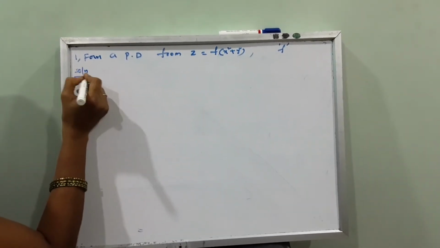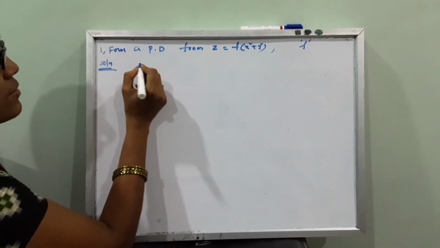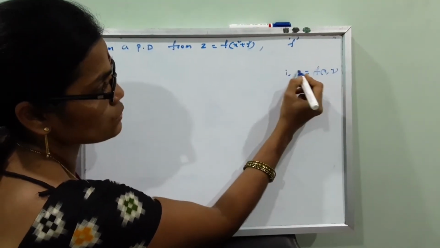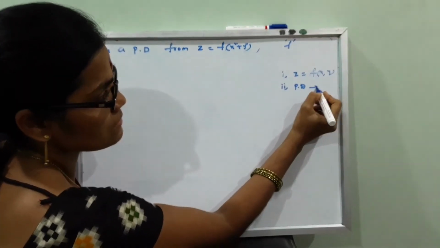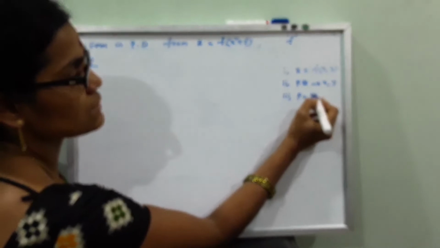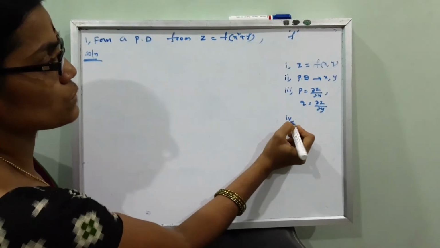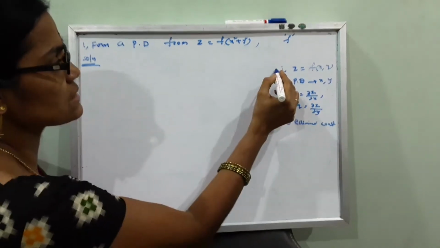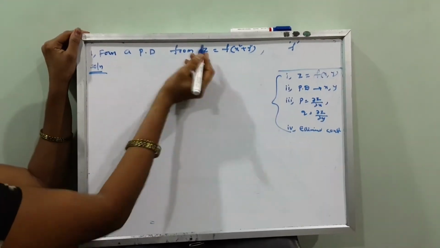Now the solution. The given equation is of the form z is equal to f of x comma y. Second step is partial differentiation with respect to x and y. Third step is put p is equal to dou z by dou x and q is equal to dou z by dou y. Fourth is eliminate the constant. These are the steps to find the required equation.